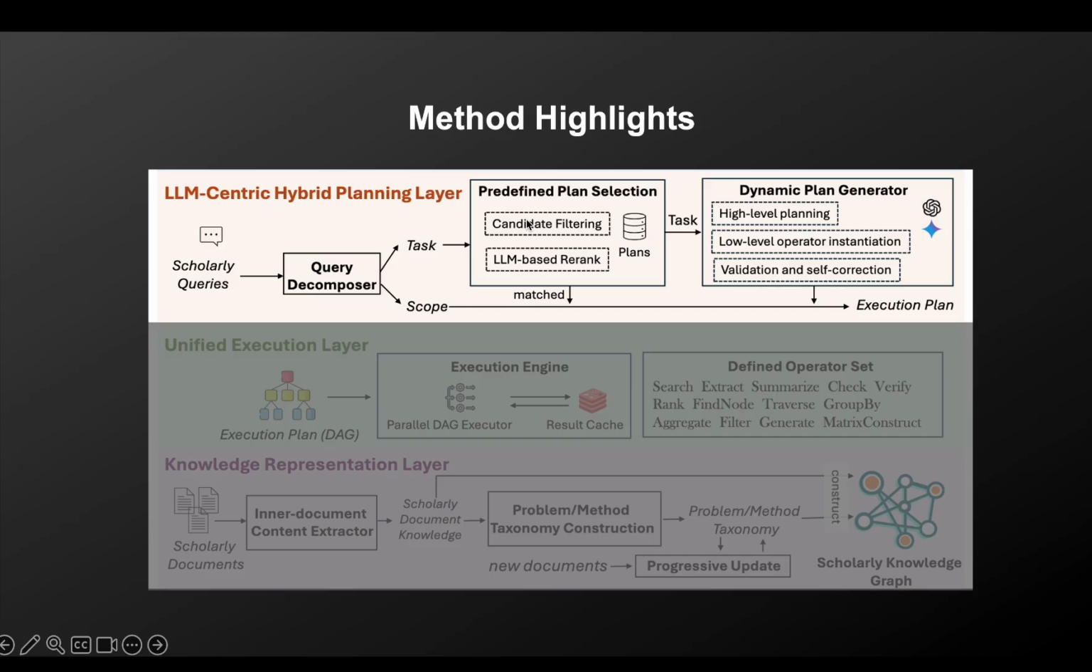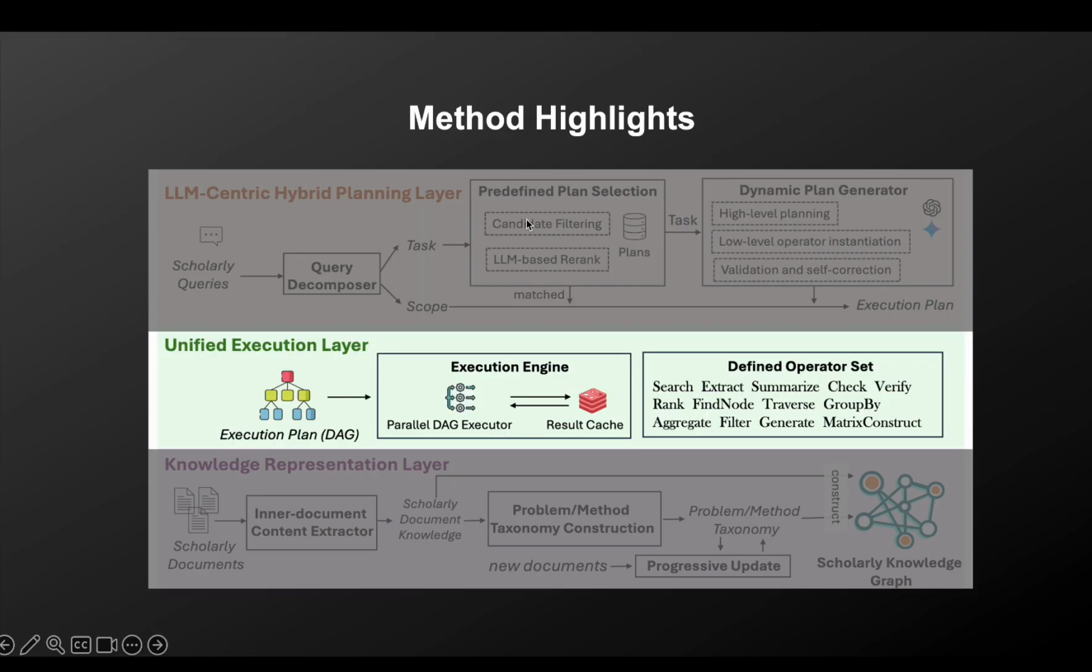This generator first creates a high-level logical plan, then performs low-level operator instantiation, and finally runs validation and self-correction. So the planner combines the efficiency of reusable plans with the flexibility of dynamic generation. The third layer is the execution layer. Agentic Scholar represents the plan as an execution DAG and runs it using a parallel DAG executor.